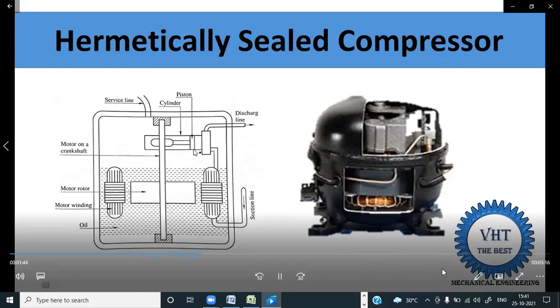This is the crank, connecting rod, piston, cylinders, and the discharge refrigerant is supplied. And this service line of the compressor is also provided for the first-time charging. Before charging these refrigerants, the complete unit undergoes dehydration. Dehydration means we are removing the moisture content from the system. If moisture is inside and we fill the refrigerant, it will create problems inside the system, so dehydration of the complete unit is required.